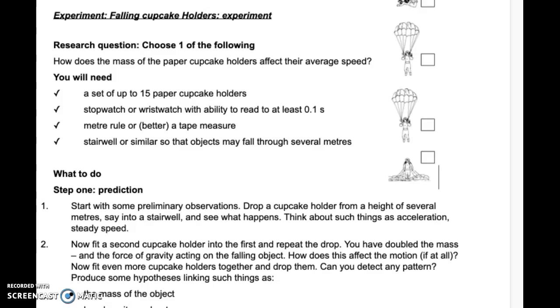What to do? First, start with some predictions. Start with some preliminary observations. That means drop a cupcake holder and have a look at what happens. Think about acceleration and steady speed. Now, fit a second cupcake holder into the first and repeat the drop. You've doubled the mass. What happens now? Can you detect a pattern?